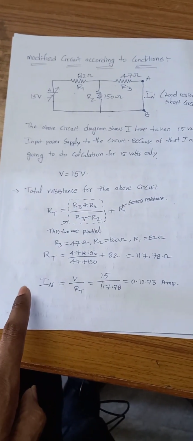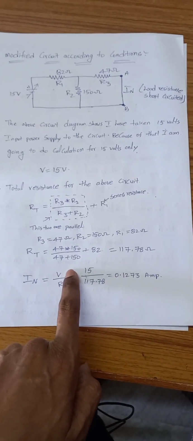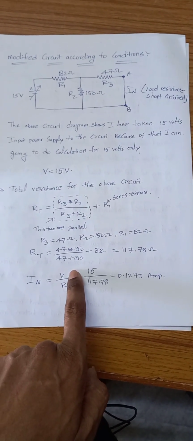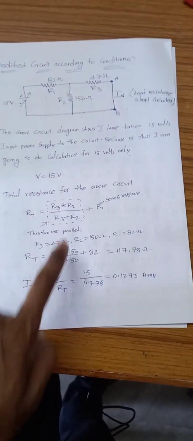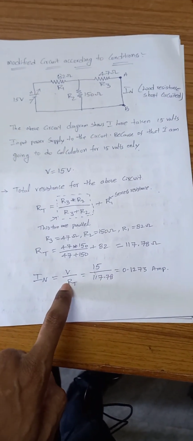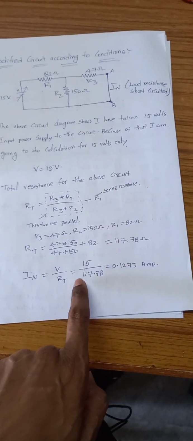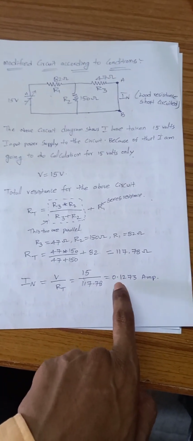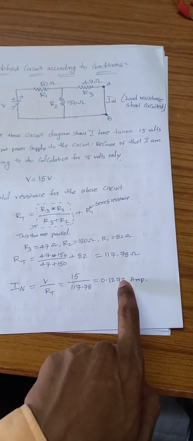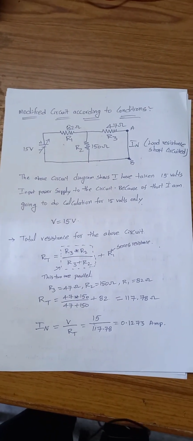Then IN, it means Norton's current, equals the voltage, whatever power supply voltage we are taking, divided by the total resistance. I have taken V as 15 volts, that 15 volts divided by the total resistance we already calculated, 117.78. I have substituted that 117.78 here. Then we got 0.1273 amperes. So this is the Norton's current calculation.